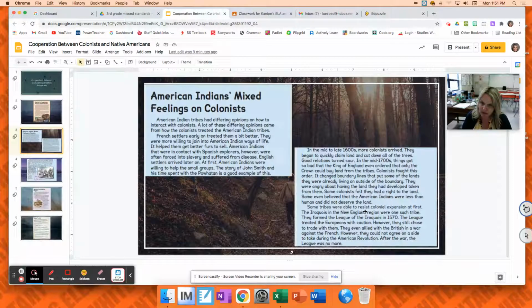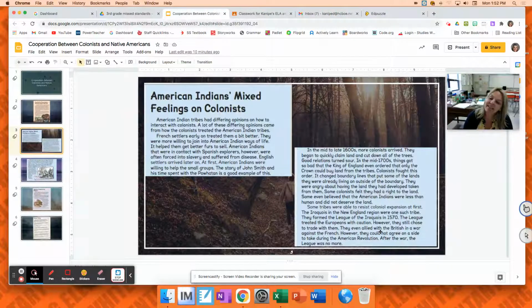Some tribes were able to resist colonial expansion at first. The Iroquois, in the New England region on the northeast coast, were one such tribe. They formed the League of the Iroquois in 1570. The League treated the Europeans with caution. They're like, we want to like you, but we're not sure if we should trust you. However, they still chose to trade with them.